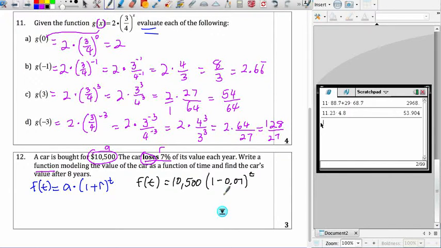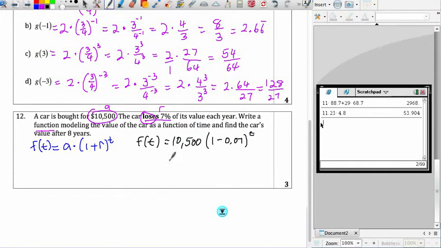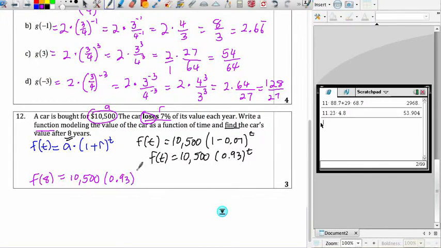We can simplify that a little bit if we wish, and so we could write f of t is equal to 10,500 multiplied by 0.93 to the power of t. That would be our function. The second part is asking you to find the car's value after a specific amount of time, in this case 8 years. And so essentially what we're doing is finding f of 8, which means we are substituting 8 in the place of t, which is our time.